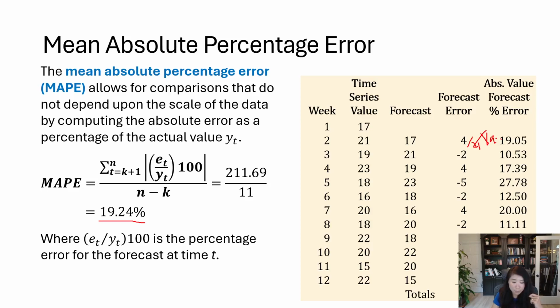Again, we convert everything to percentage. Why is this one so nice? Because it's easier to interpret. It tells us what percentage of error the forecast has at that time.